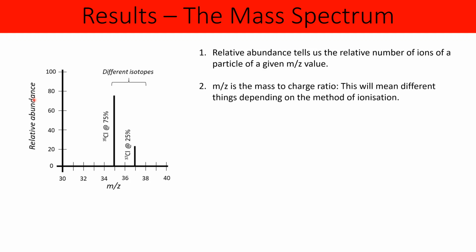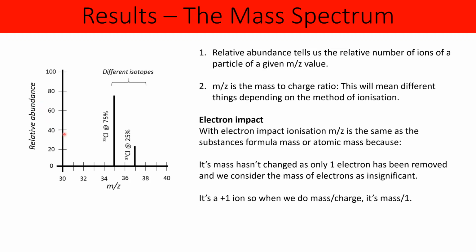Okay, right then. If you've got electron impact ionisation, then the m/z values on your spectrum are going to be the same as the actual atomic mass of each substance. So the m/z value for this peak here is 35, which means whatever I was looking at has a mass of 35. Chlorine's atomic mass is 35 for that particular isotope. So they're exactly the same because you've only removed an electron, and an electron doesn't really have a mass. So the m/z value is going to be exactly the same as the particular atomic mass.